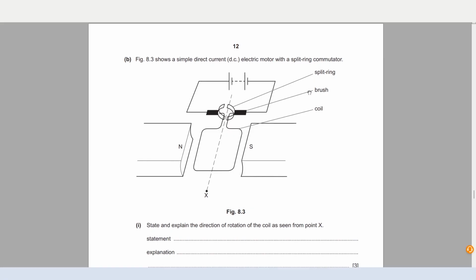Part B says that figure 8.3 shows a simple direct current, which is DC, electric motor with a split ring commutator. And we can see the diagram here. There are two magnets given, one is north and one is south, and this is the coil. These are the split rings, and these are the brushes, and this is the battery given here. As we can see from the diagram, this is the positive side and this is the negative side. So the current will be flowing in this direction, like this. And the magnetic field will always be from north to south.